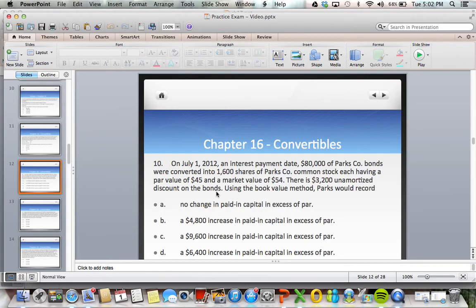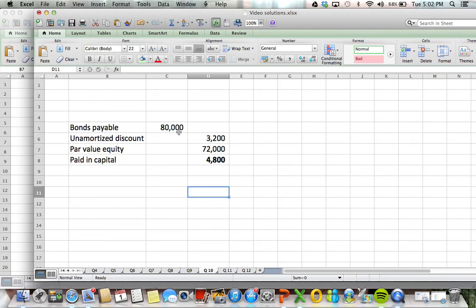The reason with this one is that what we did first is we got rid of the bonds payable. That was 80,000 that we debited. Then we credited 3,200 because there was an unamortized discount on this piece alone, so we had to credit it to take it off the books. Then the remaining goes to par value equity at $45 for every share. So 1,600 shares at 45 gives me 72,000 here, and now I have 4,800 left. That's the additional piece that goes to paid-in capital.